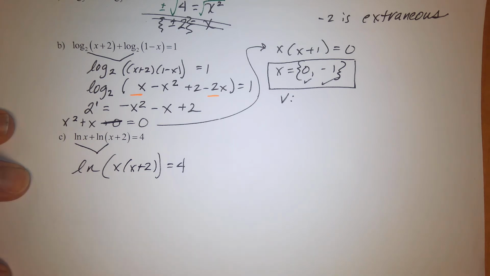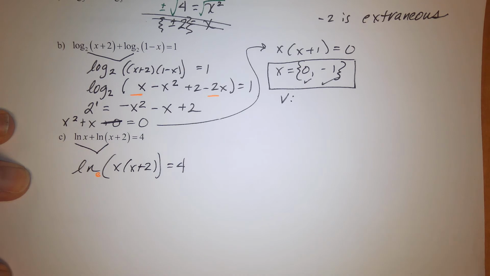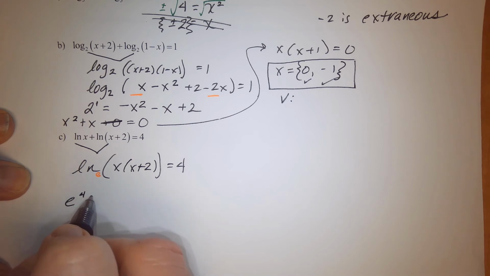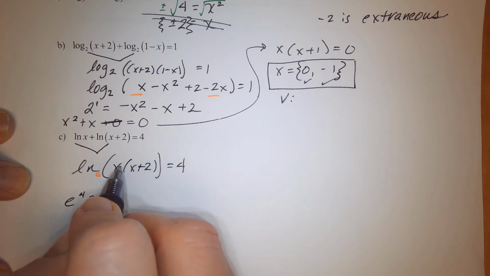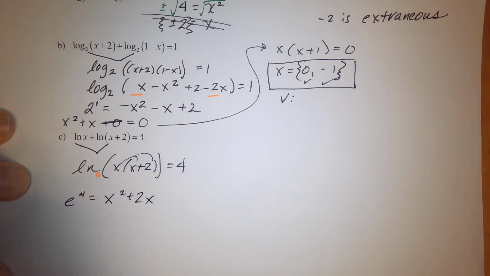Next thing I'm going to do is put this in exponential form. Well, we know that the base is e since it's a natural log, so we're going to take e to the 4th power equals the argument. I'll go ahead and distribute that. So that's x squared plus 2x.